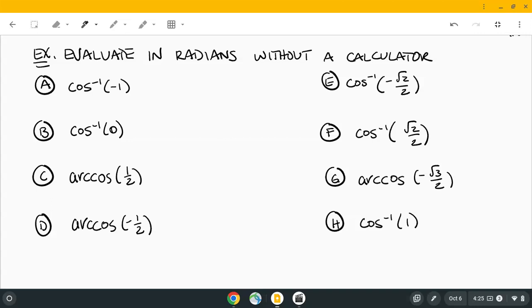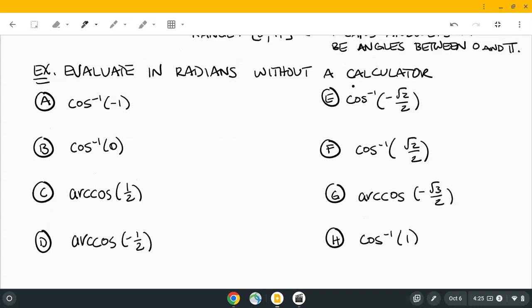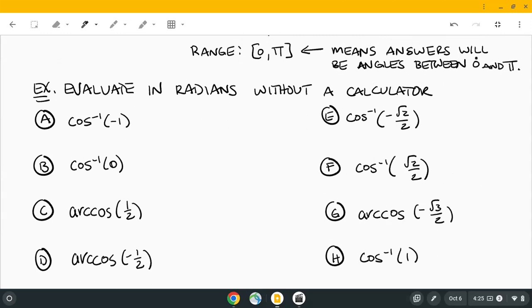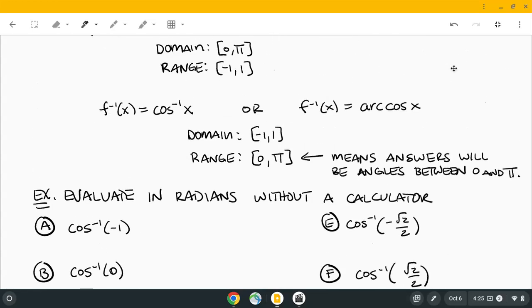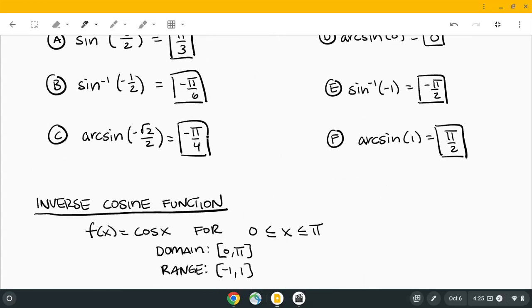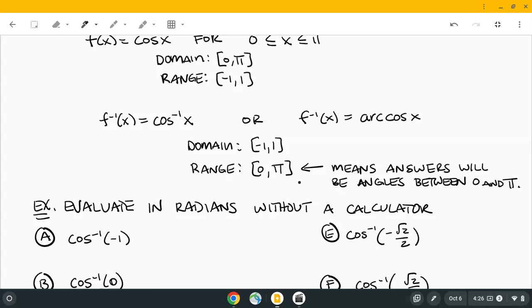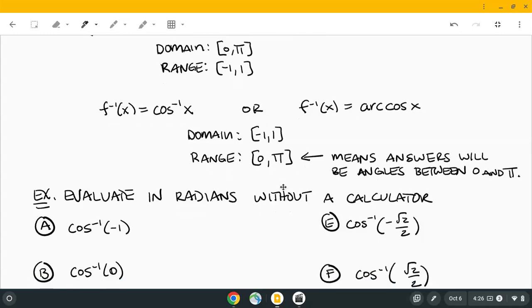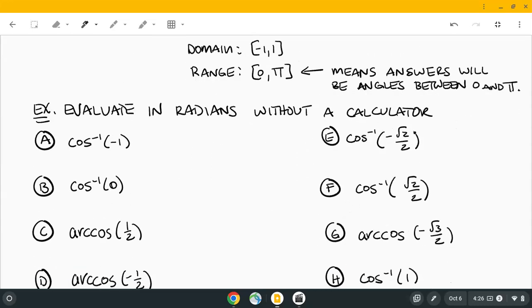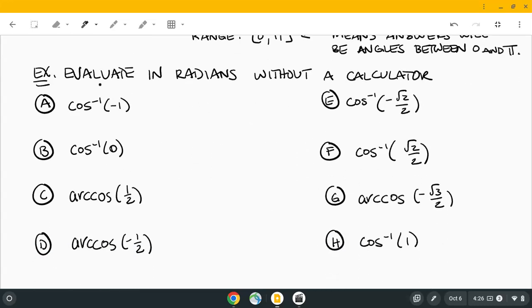Okay, so again, you have to remember that your answers are going to be angles somewhere between 0 and pi, which means you can't have any negative angles the way we had negative angles up here, like -pi/4 or -pi/6. You cannot have negative answers here for cosine. The smallest it can be is 0. Negative numbers are smaller than 0. You cannot have that.